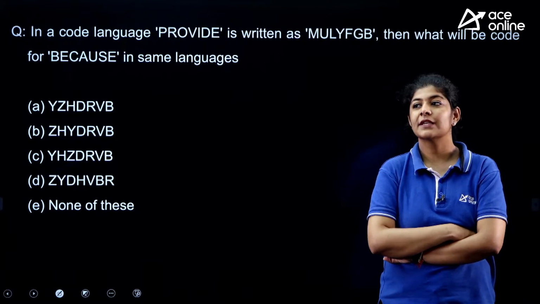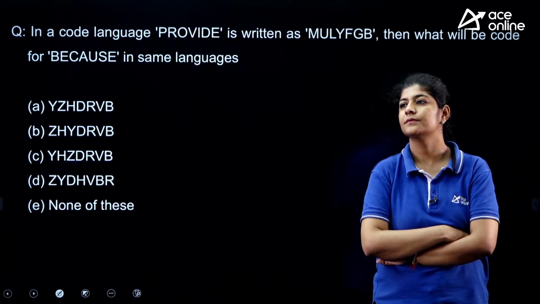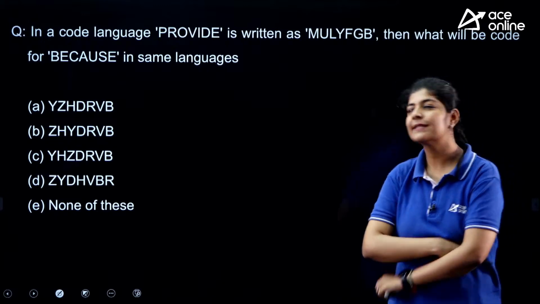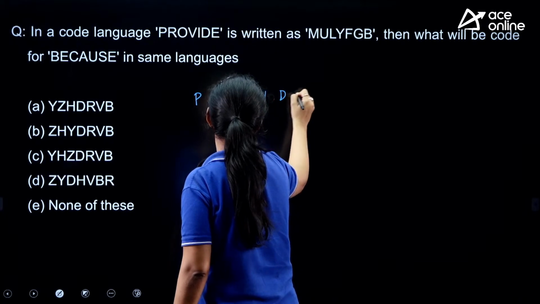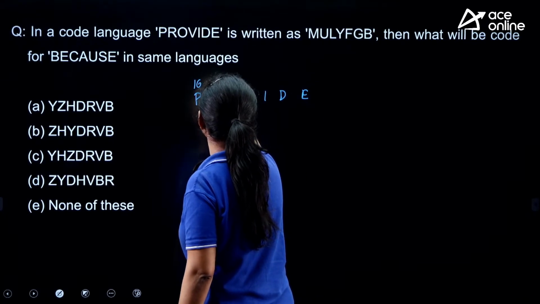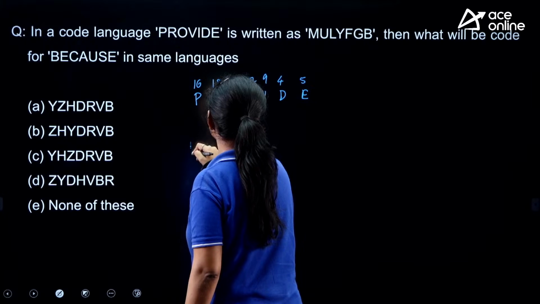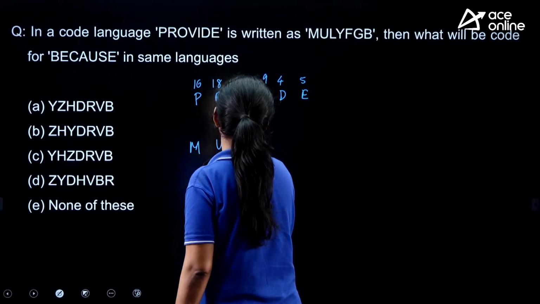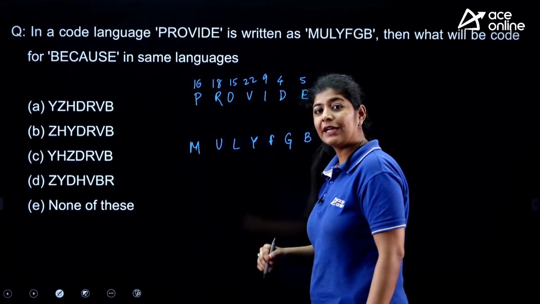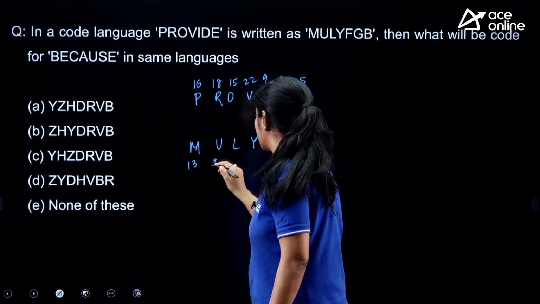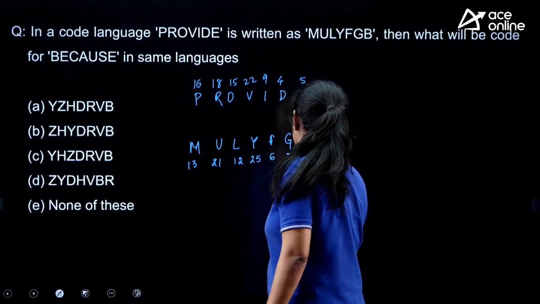Any one of you in the comment section? It's a very simple one. So here we are having a word provide. Associated numbers are 16, 18, 15, 22, 9, 4 and 5, and it is converted as M, U, L, Y, F, G, B. Now again the associated numbers are 13, 21, 12, 25, 6, 7 and 2.